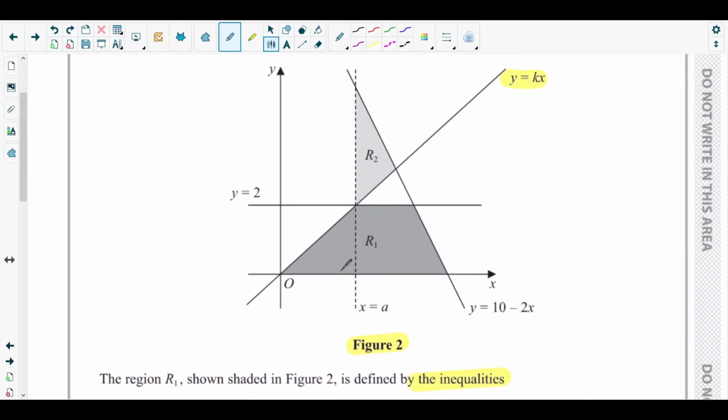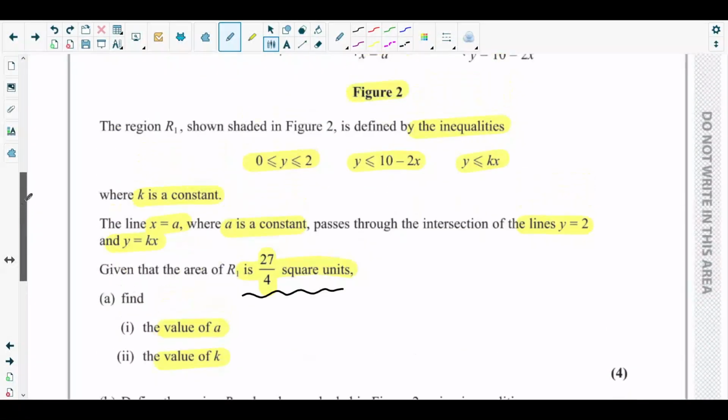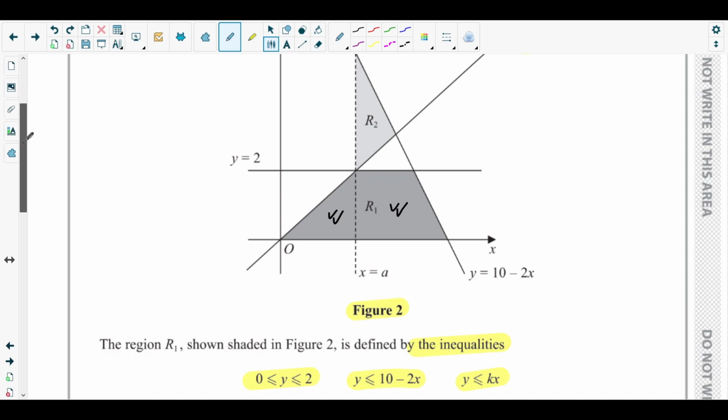If you see the sketch in figure 2, the region R1 can be divided into two parts. One is a trapezium, and this part is a right angled triangle. So we will use this area to find the value of a and the value of k. So let's approach this.